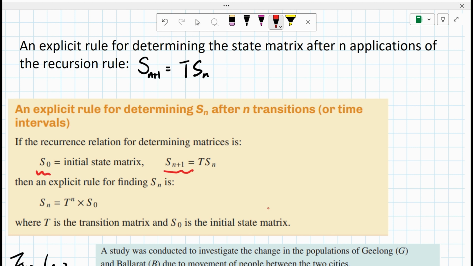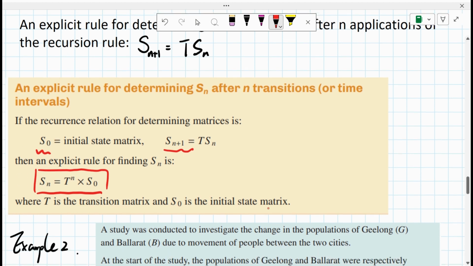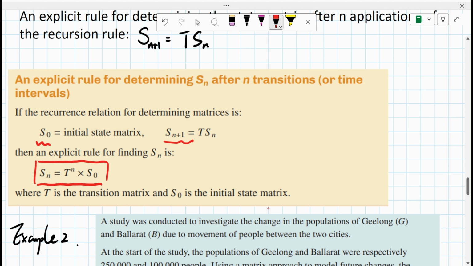Next, S n plus 1 equals T S n. And then the explicit rule to find S n is equal to the transition matrix to the power of n, multiplied by the initial state matrix. So that's the easiest way to do it. You don't have to calculate how many times.